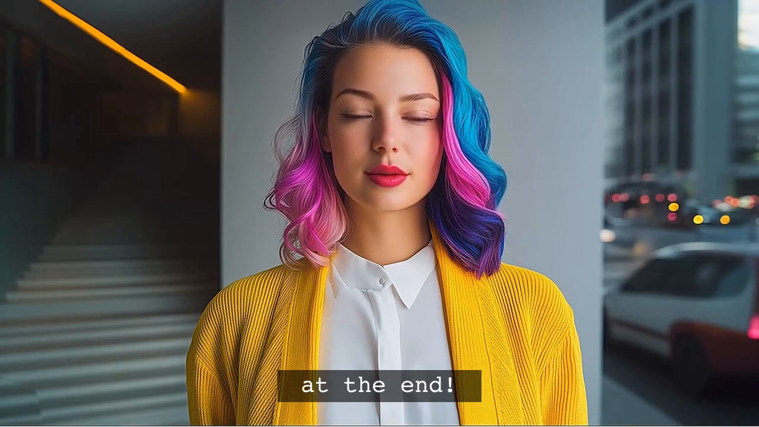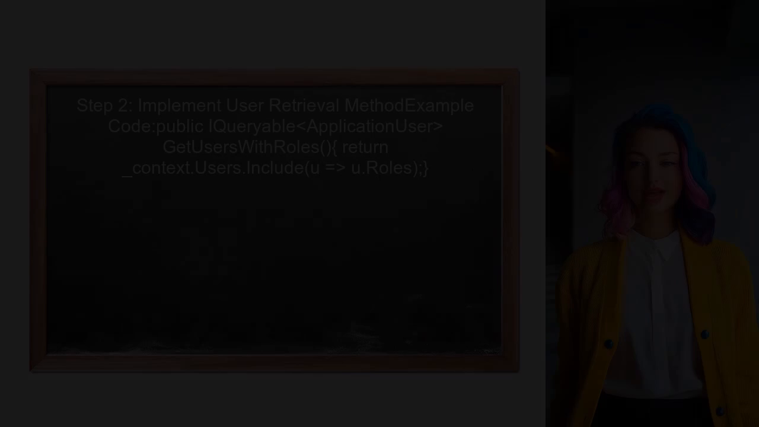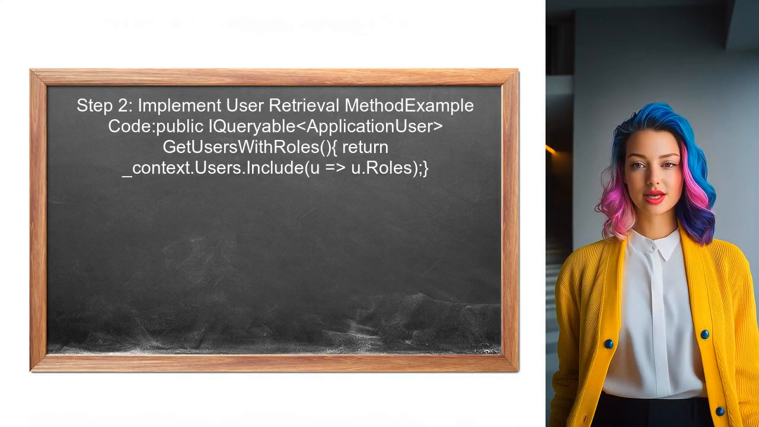development process even further. To address the user's issue, we need to create a custom method that allows for eager loading while using the user manager. This involves retrieving users through a queryable interface. Next, the user should implement a method that utilizes the user manager to fetch users. This method will return an IQueryable of ApplicationUser, allowing for eager loading.